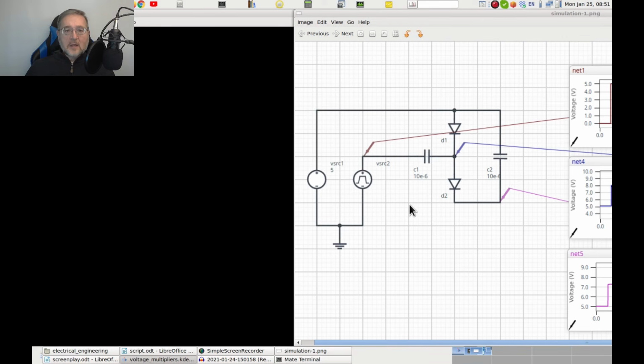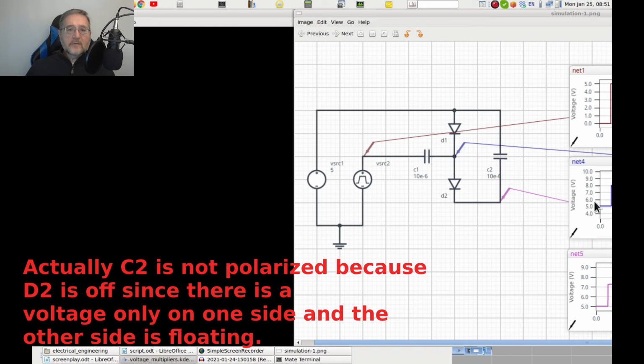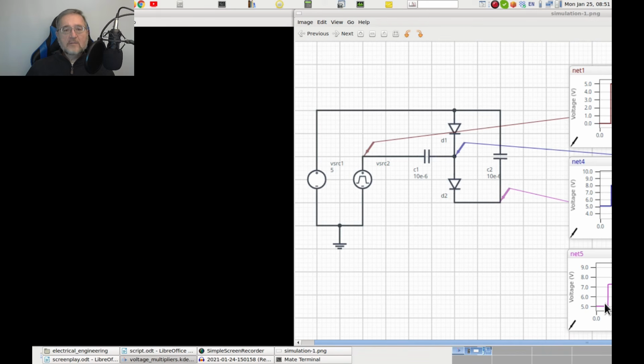Since D1 is on, the constant voltage generator can charge C1, which will reach the voltage of Vin, which for this simulation is set to 5 volts. At this time, C2 is isolated because it has the same voltage at both of its ends, since both D1 and D2 are on. As a result, Vout is the same as Vin, or 5 volts.